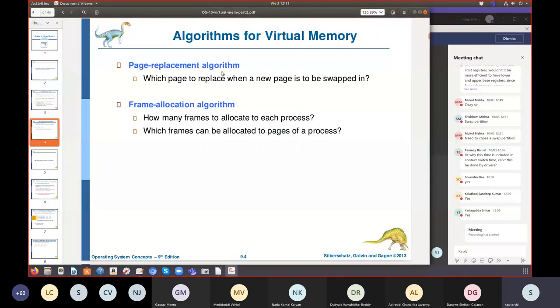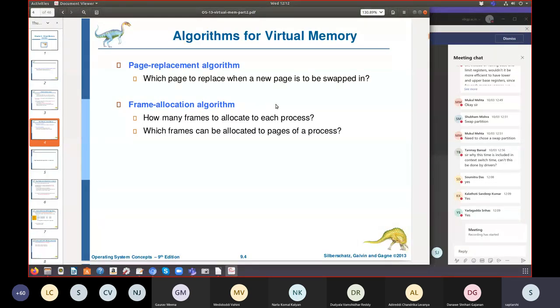There are two kinds of algorithms that we will study now in detail: the page replacement algorithm and the frame allocation algorithm. Page replacement is exactly what I said just now. Suppose a new page has to be brought into memory because the CPU wants to access that page, but there is no free frame in memory. Which page should be replaced to swap in the new page which is required? That's the page replacement algorithm.